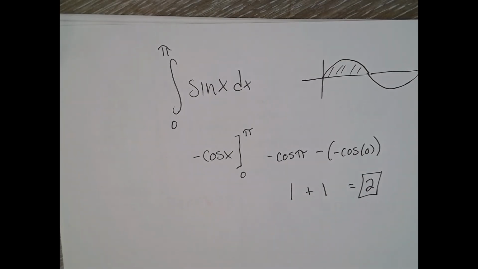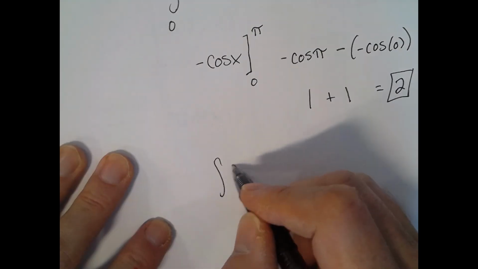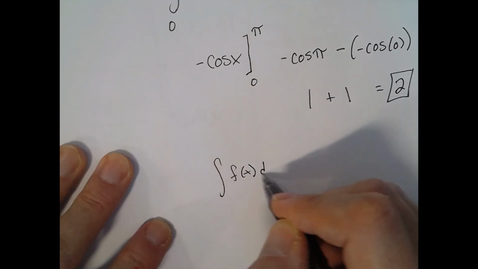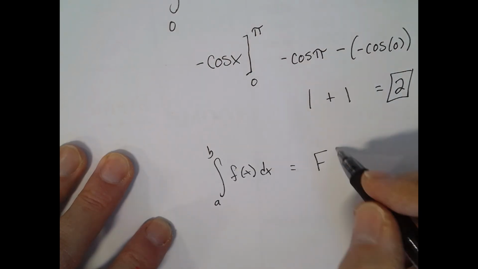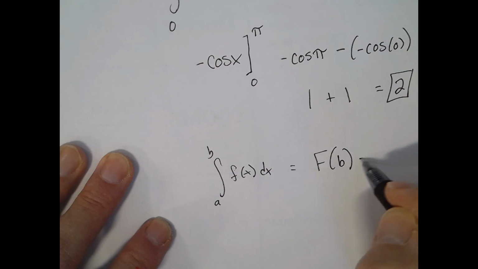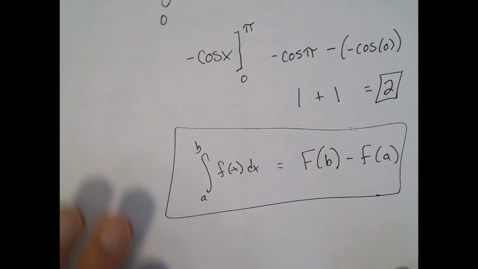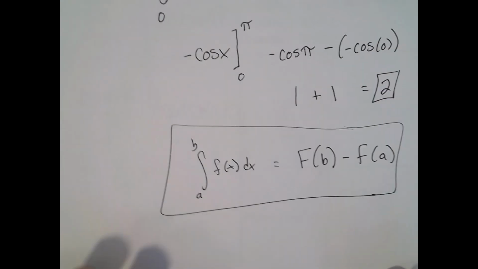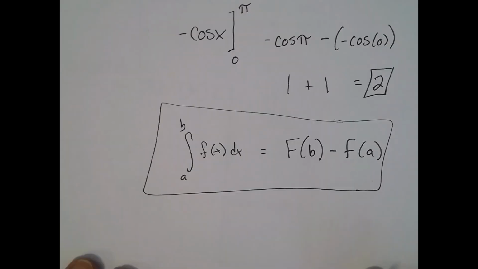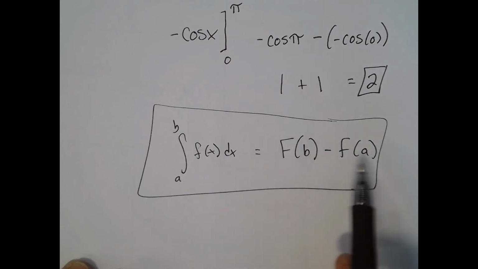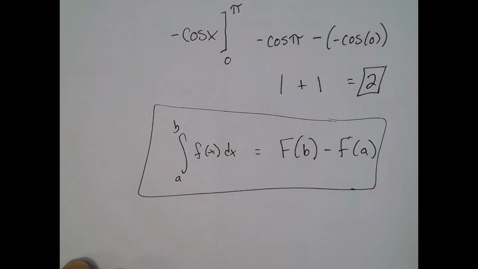Okay, so I should have started with more general terms. The integral of f of x dx from a to b is equal to capital F of b minus capital F of a. You find the antiderivative, plug in the top, minus the antiderivative at the bottom. All right, questions on some stuff? We'll do a couple more examples.